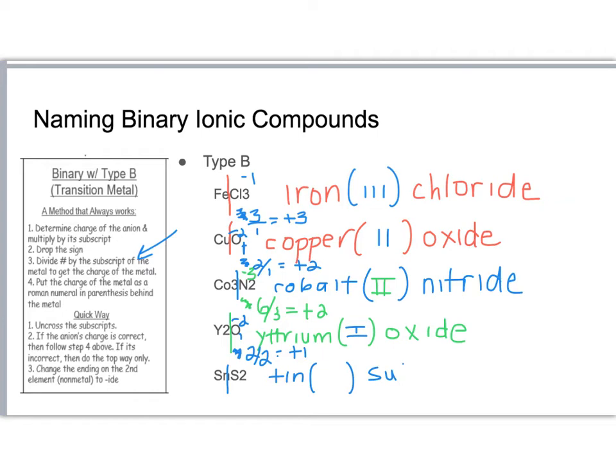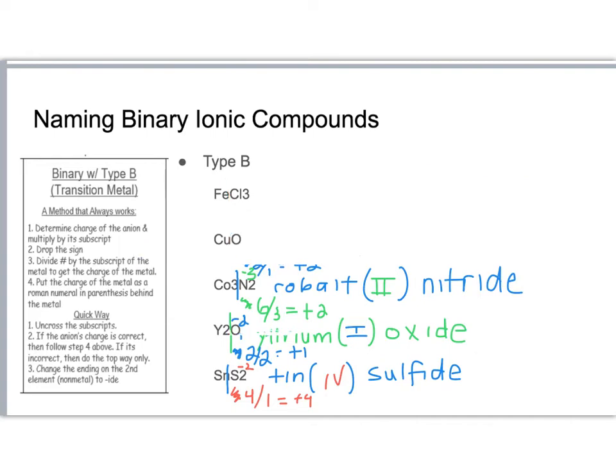S is sulfide. And I'm going to go to the reference sheet, find the charge that sulfur would take, which is a -2. That gives me a -4. I'm going to drop the charge, divide it by the subscript of tin, which is 1, and that will give me a charge of +4, and I will put a Roman numeral 4 in the parentheses.